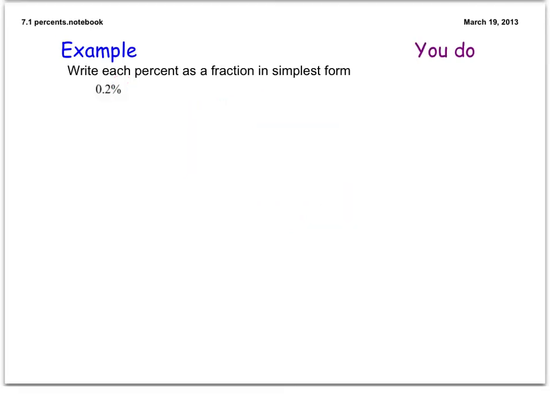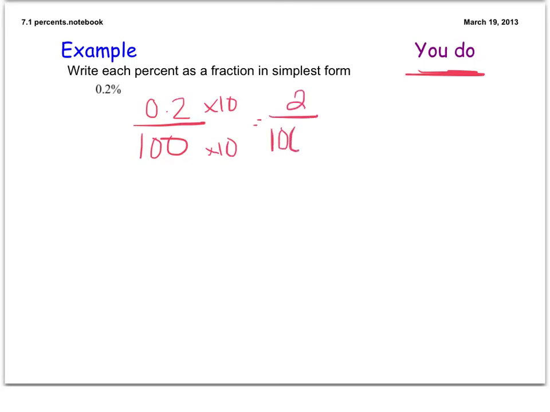Okay, you do this one. This one is a decimal, so remember what you have to do with a decimal. When you're ready for the answer, go ahead and replay me. So first of all, we want to write 0.2 over 100. That's always our first step. But we have this decimal, so I have to multiply by 10 to the top and bottom. And so this now becomes 2 over 1,000. And when I reduce this, this is going to be 1 over 500.